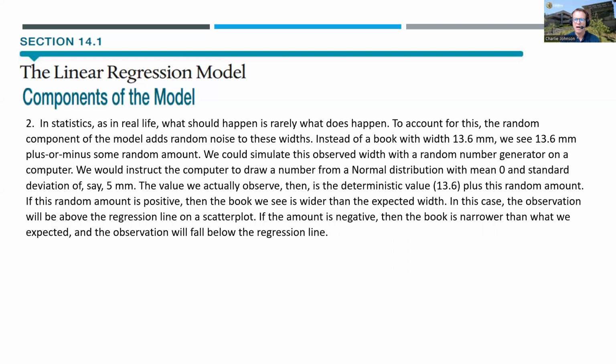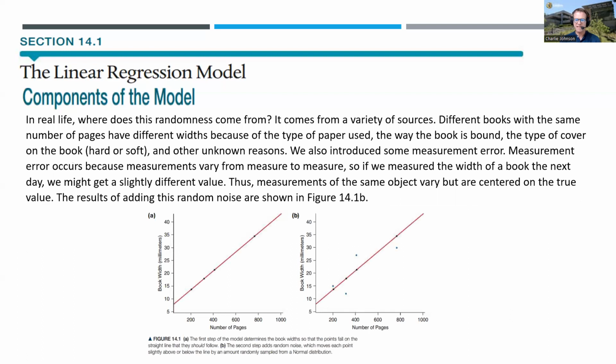If this random amount is positive, then the book we see is wider than the expected width. In this case, the observation will be above the regression line on a scatter plot. If the amount is negative, then the book is narrower than what we expected, and the observation will fall below the regression line. And you can see these random amounts plotted in B. The second step adds random noise, which moves each point slightly above if the random amount was positive, or below the line if the random amount was negative.